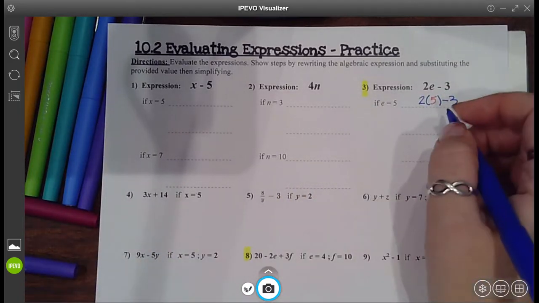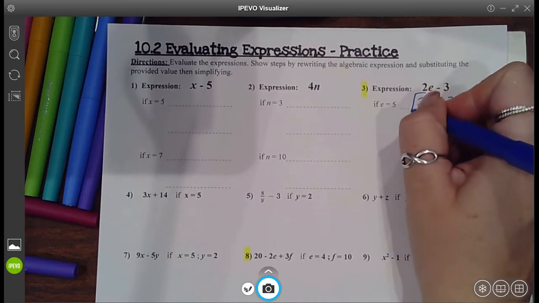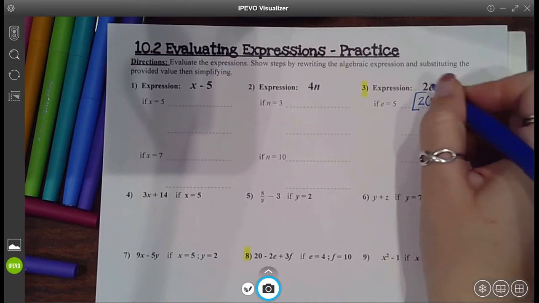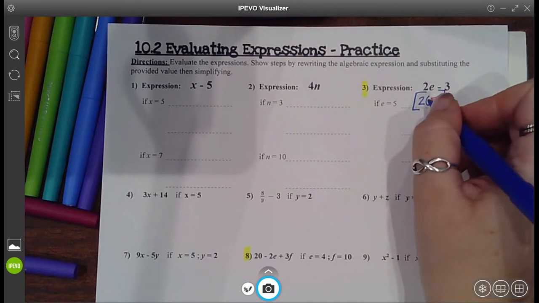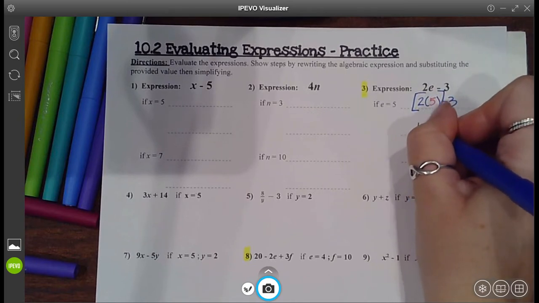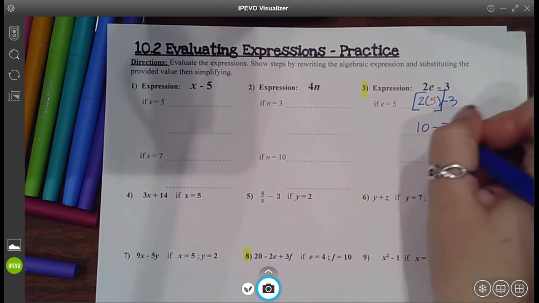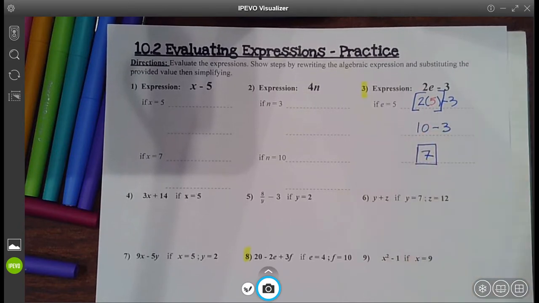So now, once you have it written, you follow order of operations. I like to put this inside of brackets because it's 2e. So this is one singular term. And I'm going to simplify that. That's 2 times 5, which is 10. Bring down your minus 3. And then 10 minus 3 is 7.